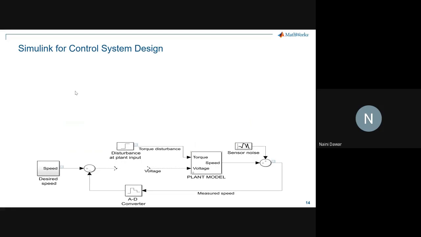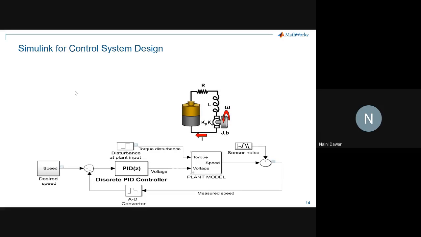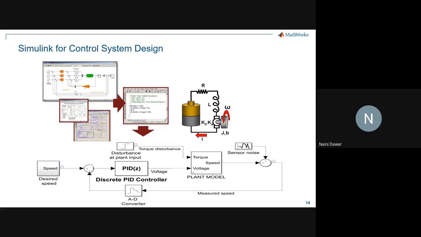Let's talk about a closed loop model. If you're talking about this plant model, the DC motor, that's where we had the DC motor as a plant model. If you want to do a closed loop simulation and include a controller, we are using this PID controller for now, and we'll do the closed loop simulation. Once the simulation works fine, you can generate the code and deploy to the hardware, right?